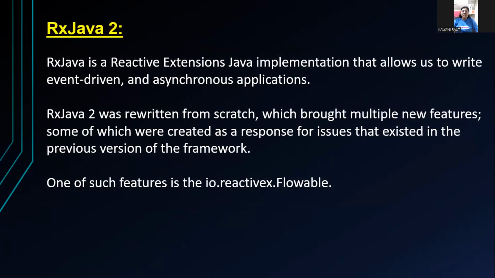Then RxJava 2. RxJava is a Reactive Extensions Java implementation that allows event-driven asynchronous applications. It was rewritten from scratch, which brought multiple new features. Some were created as a response to issues that existed in the previous version of the framework. One such feature is io.reactivex.Flowable.